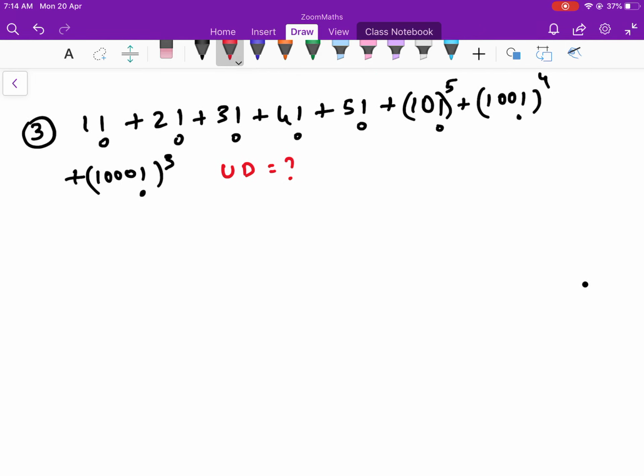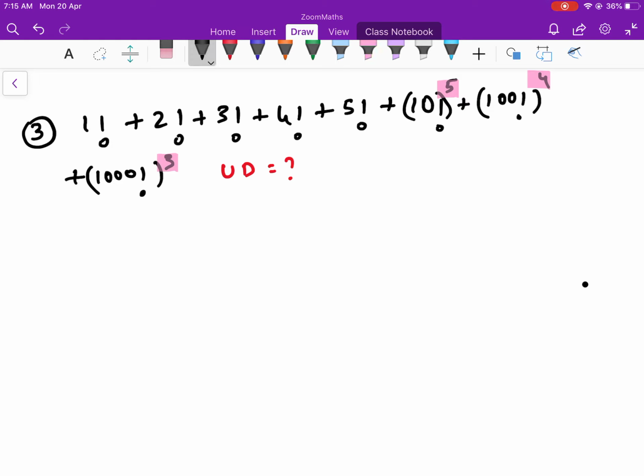So this is like, find the unit digit of 1 factorial plus 2 factorial plus 3 factorial plus 4 factorial plus 5 factorial plus 10 factorial raised to 5, 100 factorial raised to 4, and 1000 factorial raised to 3. That's like a big number. But again, there will be some catch over here. You have to find the unit digit.